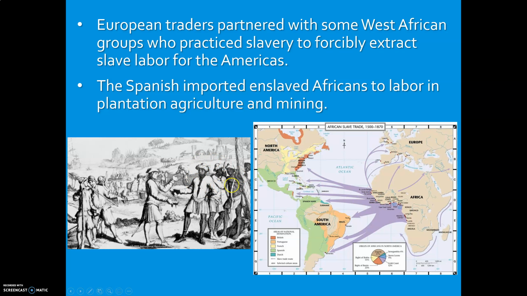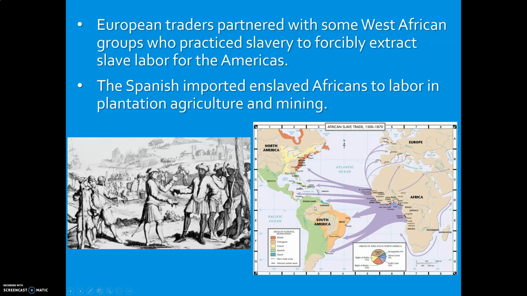So they would basically be the suppliers. They would bring slaves in from the interior along the coast here, and they would meet on the coast. European traders would arrive. They would basically exchange European goods for the slaves. So they get the European goods they don't have access to otherwise. They get laborers for the empire in the Americas.